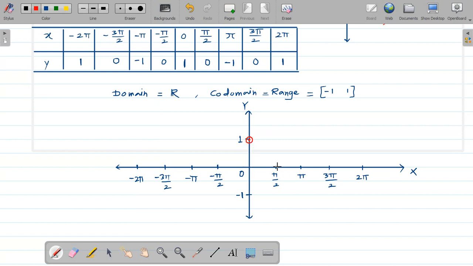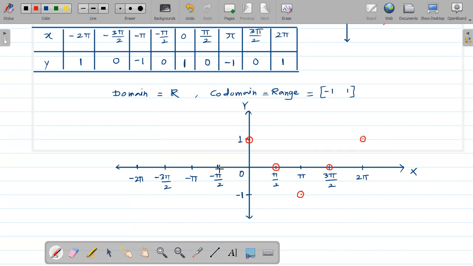Now for pi by 2, the value of cos pi by 2 is 0. So you have to mark the point here. Then cos pi, see this table, cos pi is minus 1. So we will get the point here. Then cos 3 pi by 2 is 0. So mark the point here, and cos 2 pi is 1. So you will get the point here. So this is the positive x-axis.